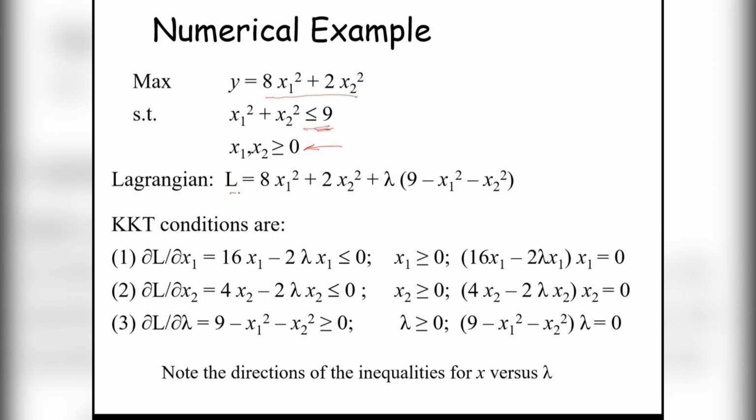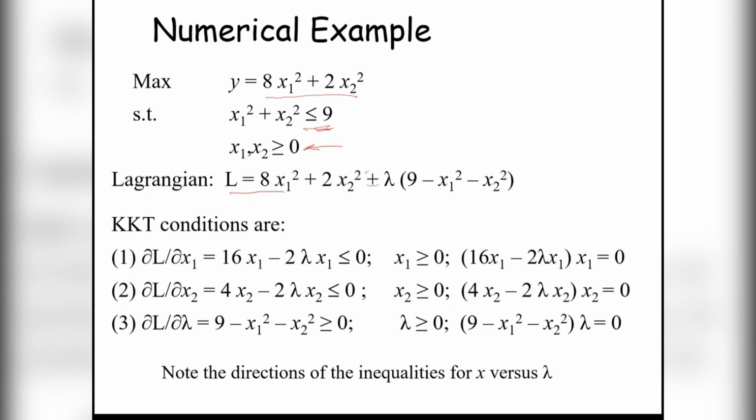So we form this Lagrangian here, which is 8x1 squared plus 2x2 squared, which is the objective, plus lambda. Notice I've moved that 9 to the left side, and then rearranged that so we get 9 minus x1 squared minus x2 squared, given our constraint, and that means we've got a plus sign down here.